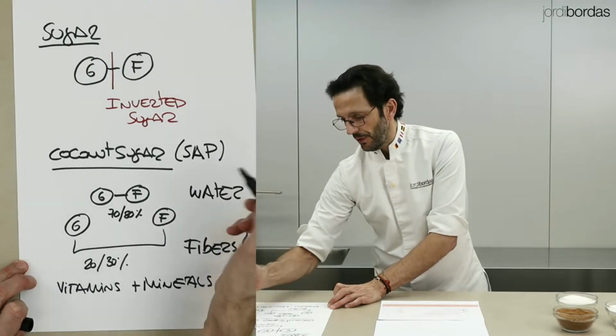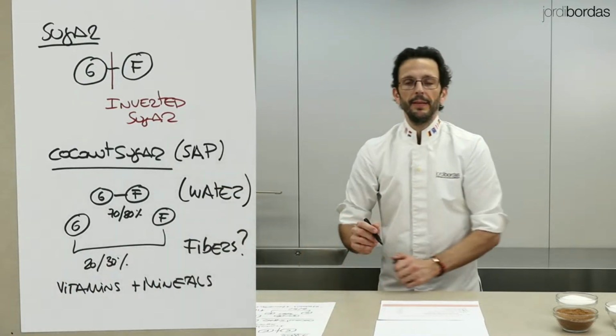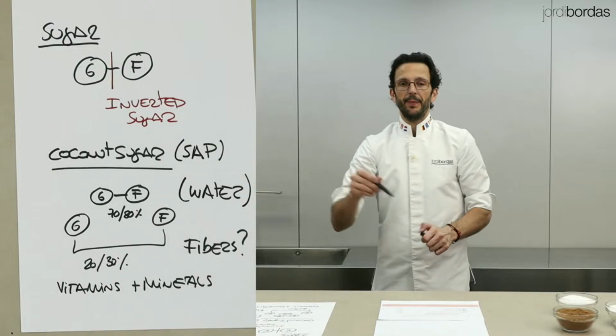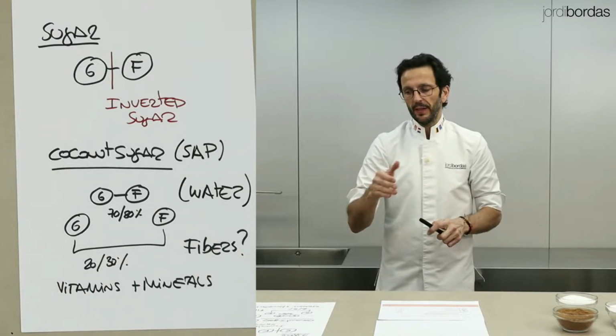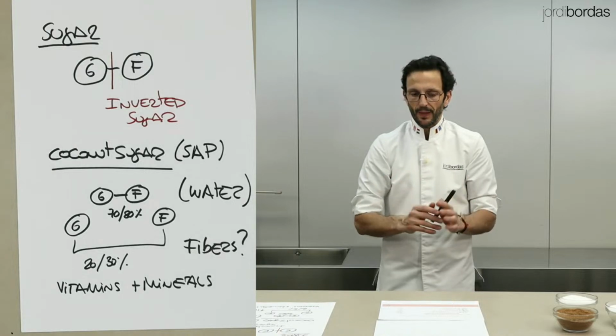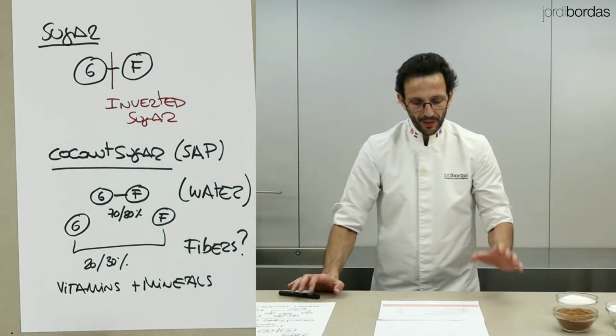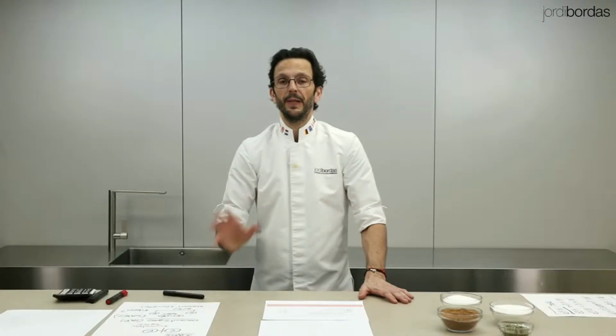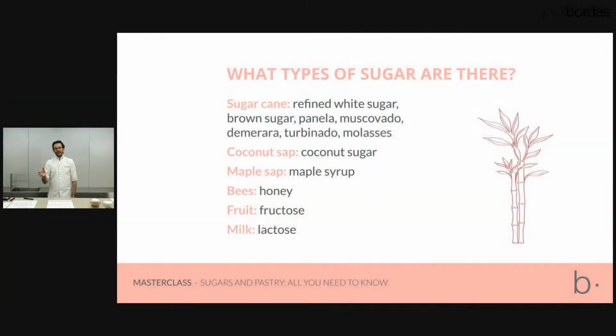Molecules of water, okay? That means that this water will participate in the recipe like water, and we will need to calculate the quantity of water and dry extract in order to balance our recipes. Maple syrup, exactly the same. Maple syrup is a mix of saccharose and also glucose and fructose.